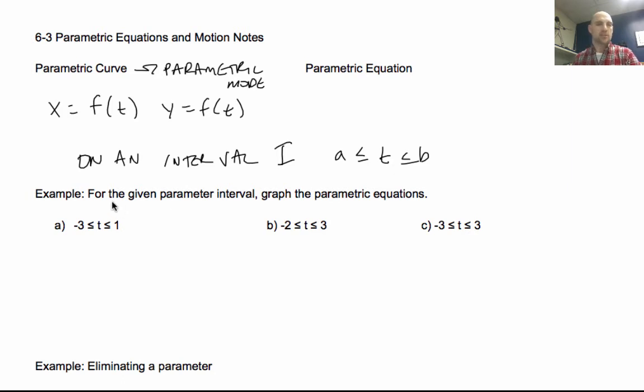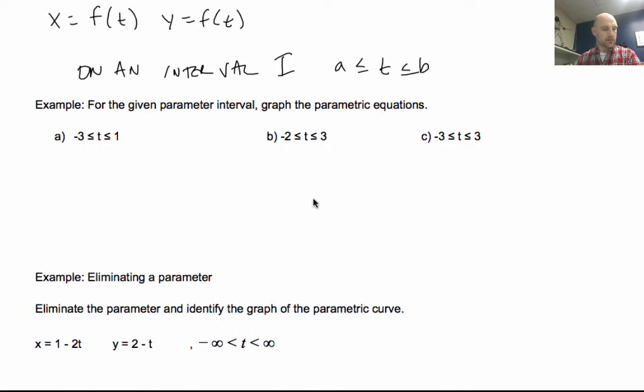And so in these examples here, for the given parameter interval, graph the parametric equations. Here's the parametric equation. So x is equal to t squared minus 2, y is equal to 3t. And all we're going to do is spend some time working on getting into the correct mode. So here are the keys. 1, parametric mode.